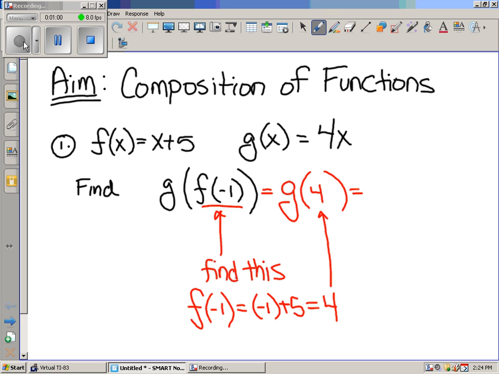Ooh, look at that. I like the way it's turning out. Then we just find g at 4, and g at 4 is 16, and that's our final answer.